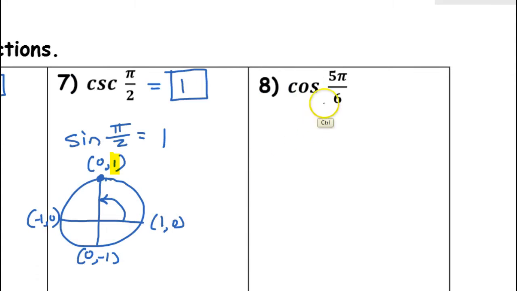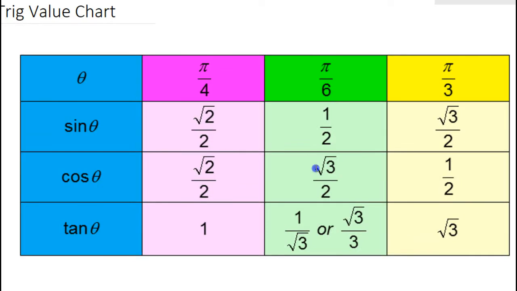Look at number 8. Okay, cosine of 5 pi over 6. Well, let's start by asking ourselves, what is the cosine of the reference angle pi over 6? And we have memorized that the cosine of pi over 6 is radical 3 over 2.